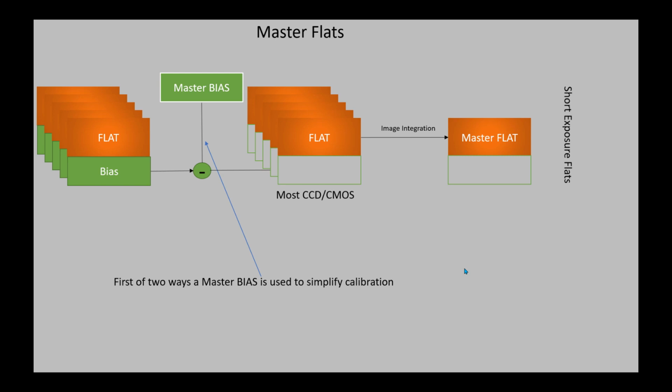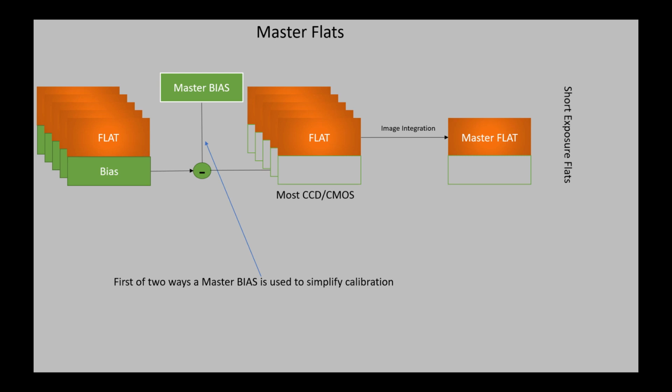Flats are usually very short, because you can usually either have plenty of light or control the amount of light that you're illuminating the chip with. And so you don't expect a flat field image to have any of this dark current. A flat then is just going to be the light plus the bias level.